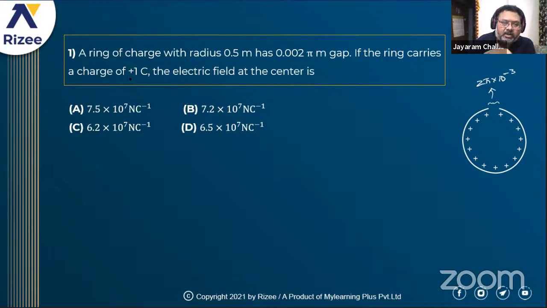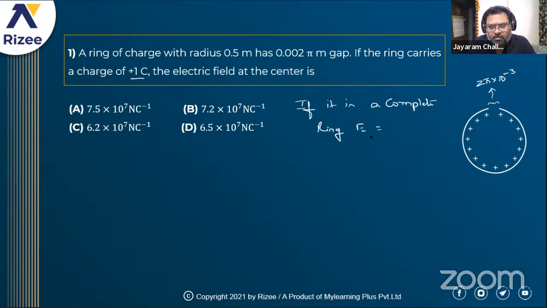The ring carries a charge of plus 1 coulomb. So the total charge carried by the ring is 1 coulomb. Usually, if it is a complete ring, then the electric field at the center of the ring will be equal to 0. This is the basic thing.